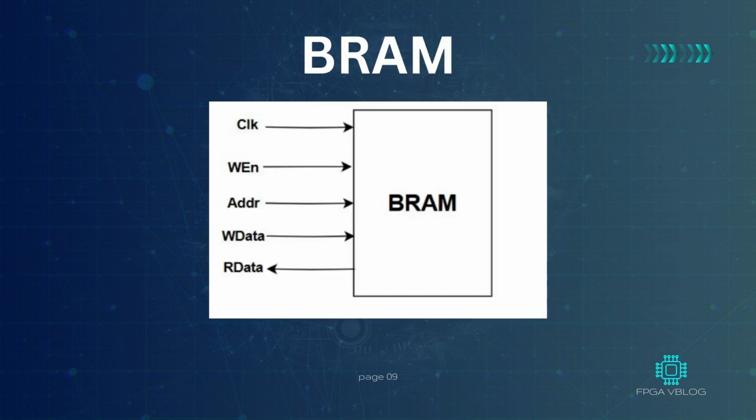Block RAM is used for storing data in FPGA device. It is volatile memory. It gives both data writing and reading facilities. The memory size is changed from device to device. Now, we discuss why FPGA is special and important.